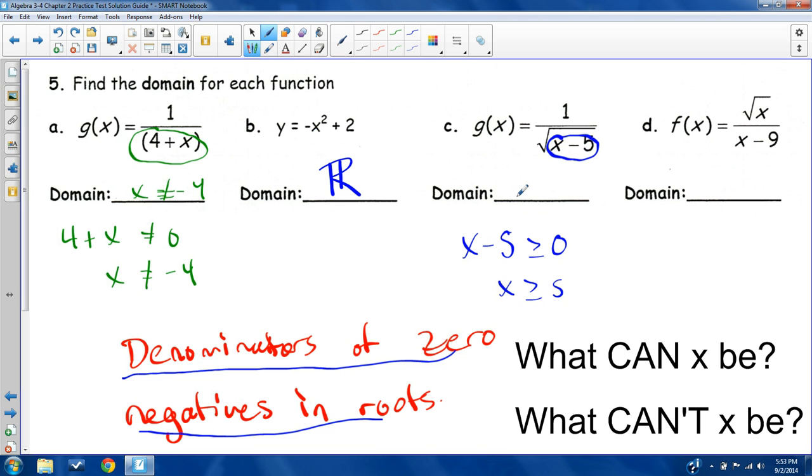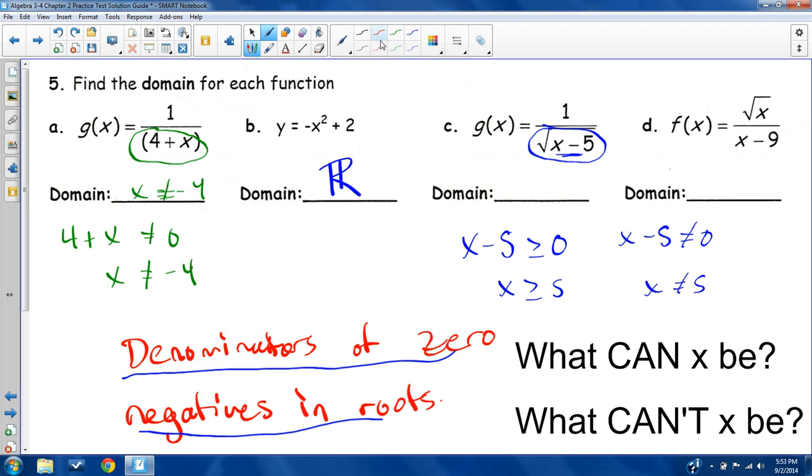But we're not done, because you write x is greater than or equal to 5 here, you might run into an issue, because you have to keep in mind here that x is in the denominator. So now we're saying, uh-oh, this whole thing better not be 0. We better not get the square root of x minus 5 to be 0. And we know that the square root of 0 is 0. So x minus 5 better not be equal to 0. If that's the case, x better not be 5.